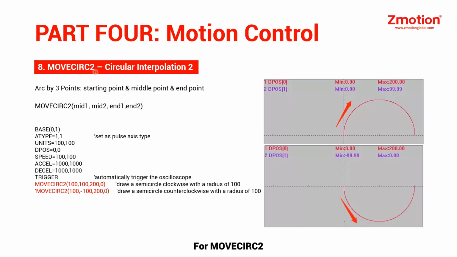For move circ 2, both starting points are 0, 0. First one, middle point is 100, 100. End point is 200, 0. Then it can only be clockwise. A semicircle is made. Second one, change the middle point. Then the direction becomes anti-clockwise. Another semicircle. Therefore, two of these commands can obtain one full circle.